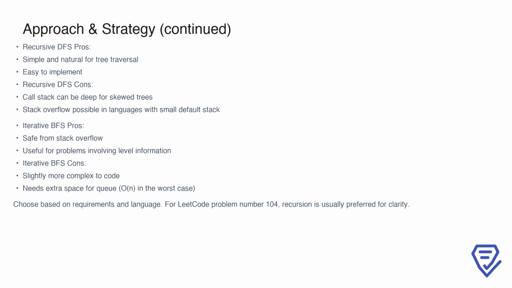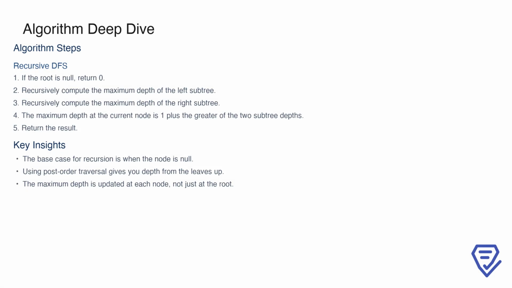Now let's go step by step through the recursive depth-first search algorithm for LeetCode problem number 104. First, if the current node, the root in the first call, is null, you return 0 because there are no nodes below it. You use recursion to find the maximum depth on the left and right, then take whichever is deeper and add 1 to represent the current node. This naturally uses post-order traversal because the function is called on both subtrees before it uses their results.